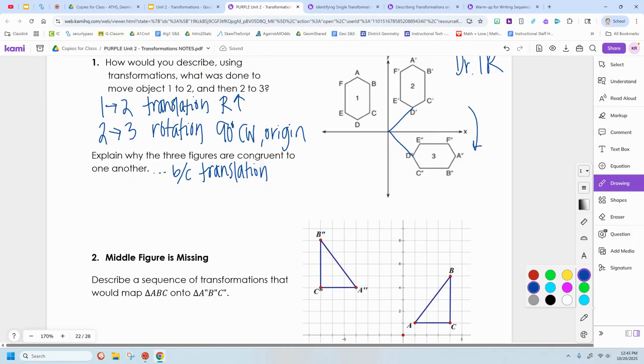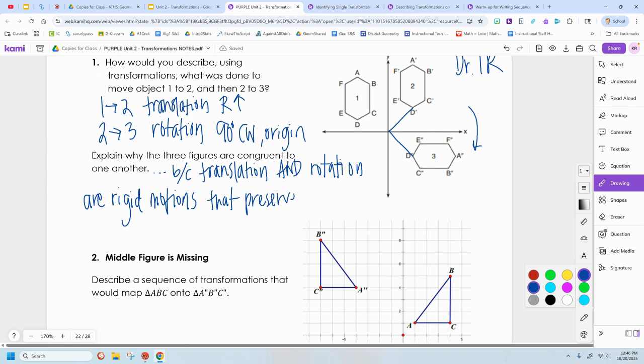translation and rotation, you have to name them, are rigid motions that preserve side length and angle measure.